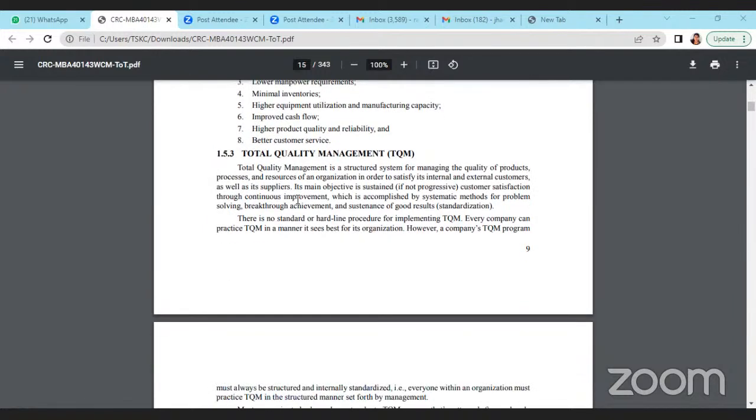Next, we have total quality management, TQM. Total quality management is a structured system used for managing the quality of products, processes, and also the organization's resources, to satisfy both internal and external customers as well as suppliers. Its main objective is sustainability, that is, sustaining customer satisfaction, and we can improve customer satisfaction only when we have continuous improvement in our product.